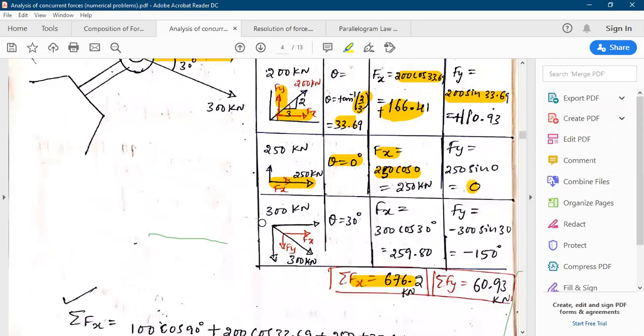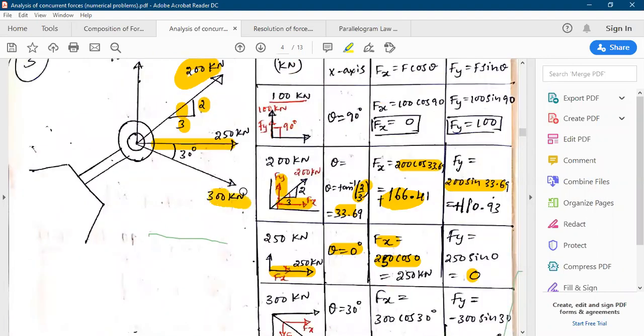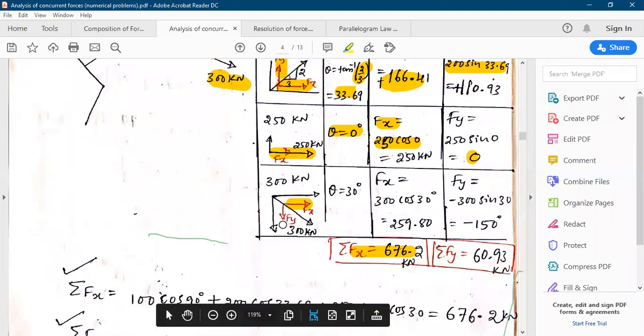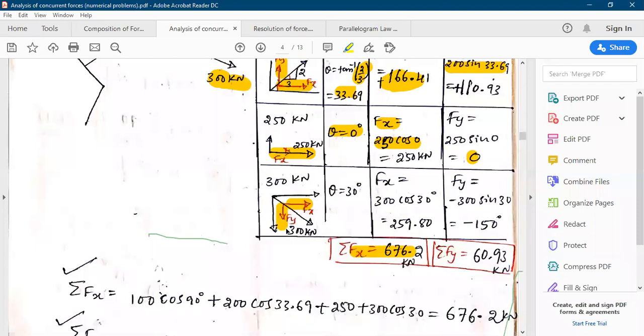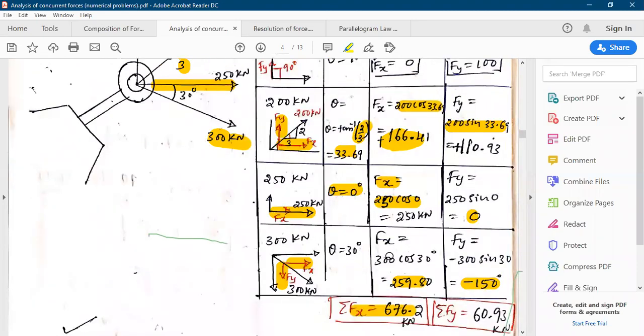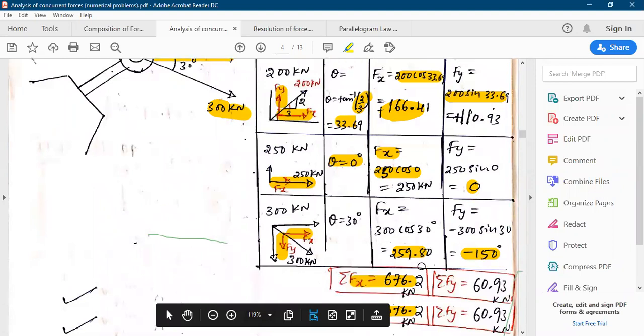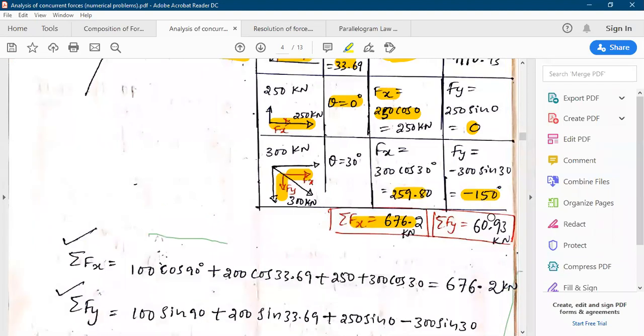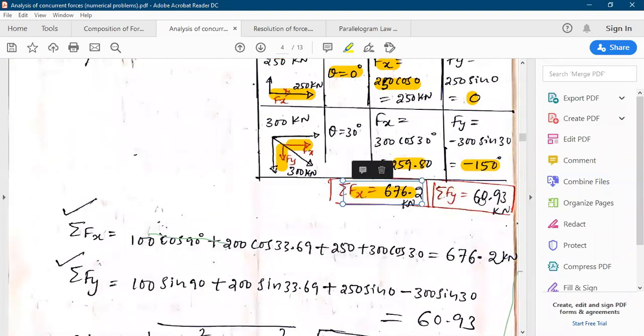Similarly, consider the 300 kilonewton force. Resolve it into its x component and y component. The x component will be acting rightwards and the y component will be acting downwards. Rightwards is positive and downwards is negative. Theta with respect to x-axis is 30 degree. Fx is equal to 300 cos 30, which is 259.80. Fy is equal to minus 300 sin 30, which is minus 150. Now we have got Fx and Fy.